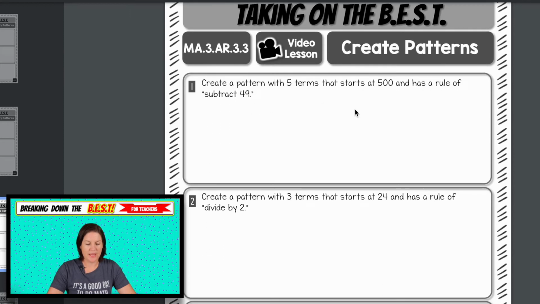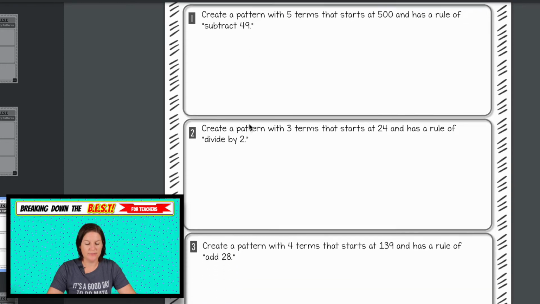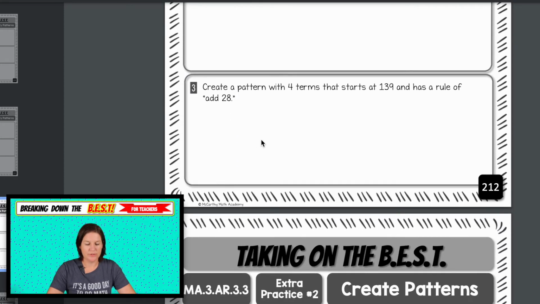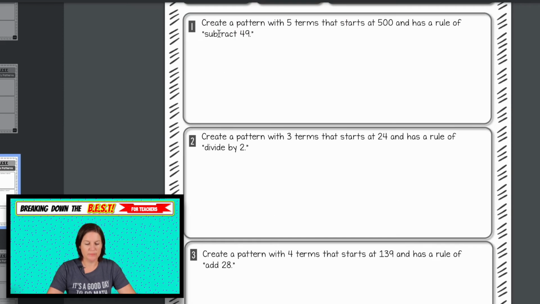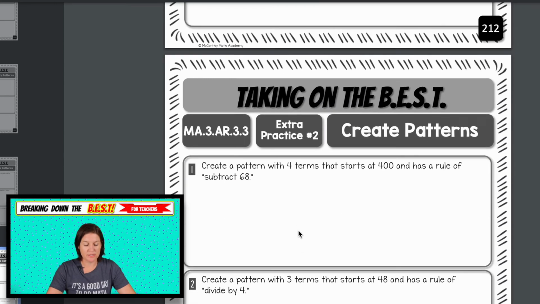Here we're creating a pattern. So create a pattern with 5 terms that starts at 500 and has a rule of subtract 49. And there's some other examples too. You can see here we have a pattern of subtract, divide, and add. So really trying to mix up the operations that we're using.